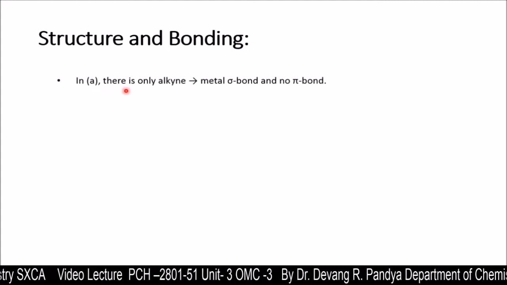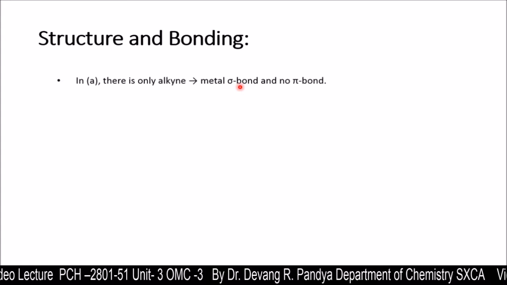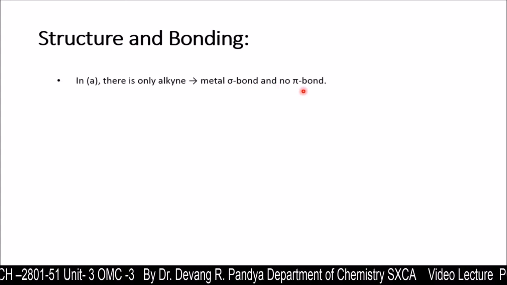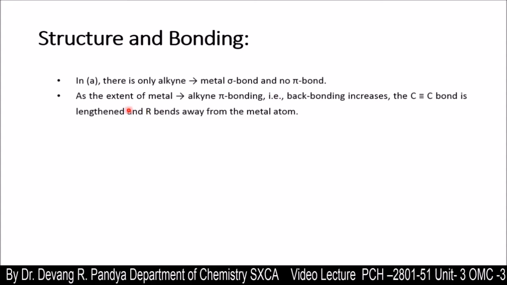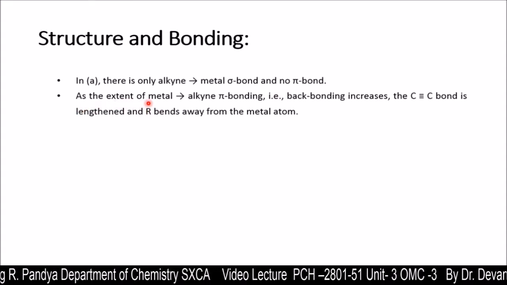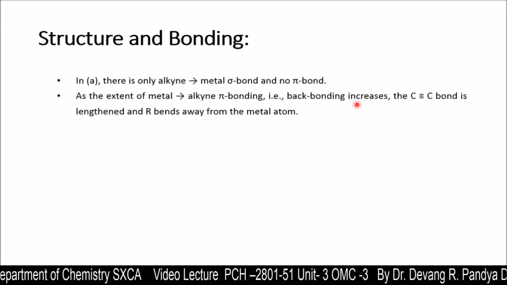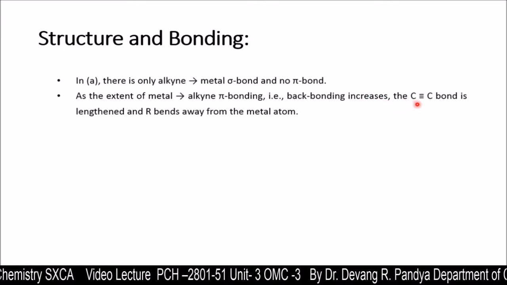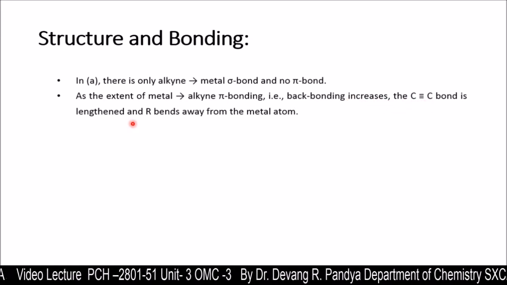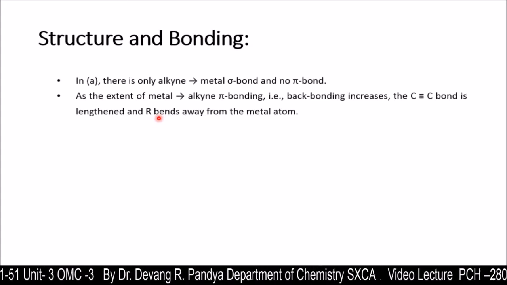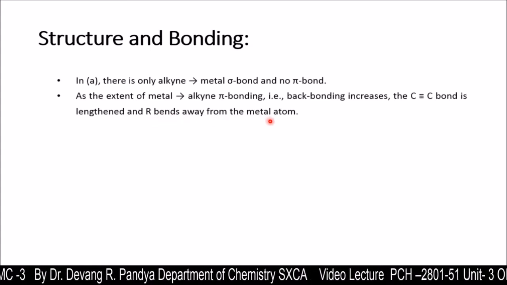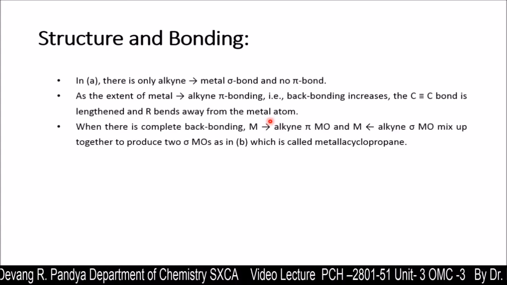In A, there is only alkyne to metal sigma bond formation, and there is no pi bonding, so it is a 2 electron donor metal alkyne complex. As the extent of metal to alkyne pi back bonding increases, the C triple bond C bond is lengthened, and the substituent group, that is the R group, bends away from the metal atoms.